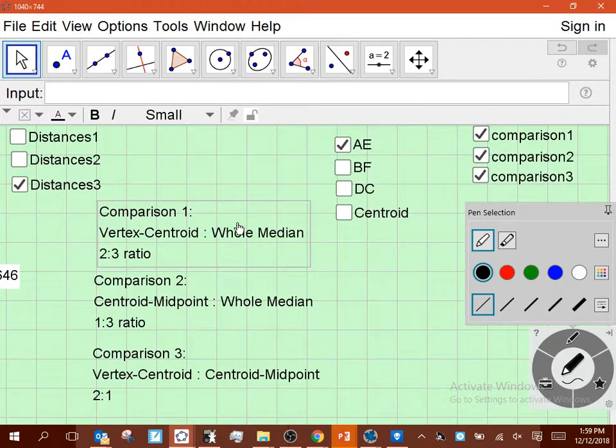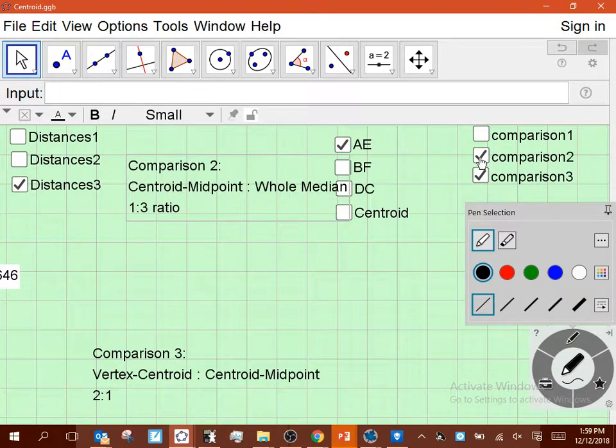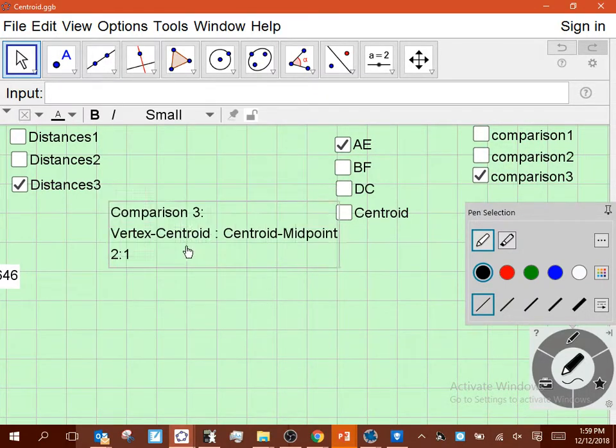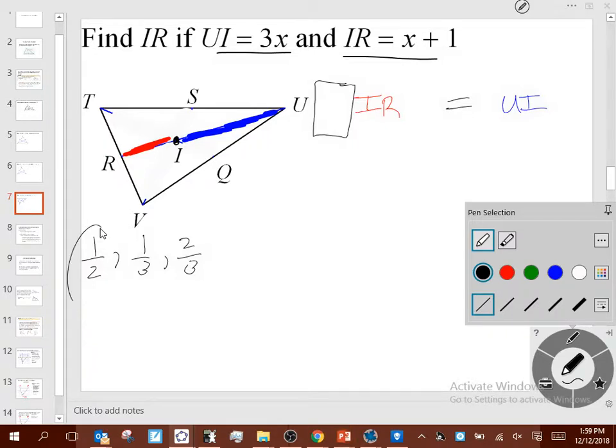And that one talks about the whole median, so I'm not using comparison 1. That one talks about the whole median, so I'm not talking about comparison 2. This one is the one that says vertex to centroid, centroid to midpoint. That's the one I'm using, 2 to 1. Okay? So that's 2 to 1. So I'm going to use that ratio, or 1 to 2. But now I got to decide which version of it do I use. Do I use 2 over 1 or do I use 1 over 2? And you said you wanted to impact the red one, right? We want to change the red one.